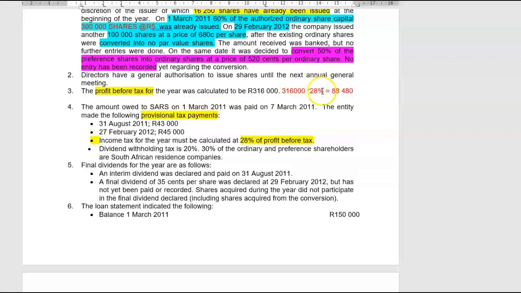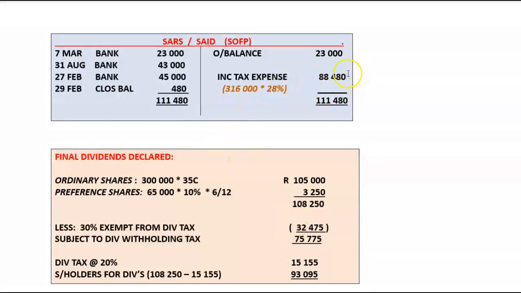So what do we do with that? We take the 88,480, we debit our income tax expense account, and an expense account is at the end of the year closed off against the profit and loss account. So in my income statement, my tax charge for the year equals 88,480, and I'm going to debit my income tax expense account, and I'm going to credit the receiver of revenues account. I owe him that amount, 88,480. Now I can determine what is the closing balance on my receiver of revenues account, and that is 480 Rand.